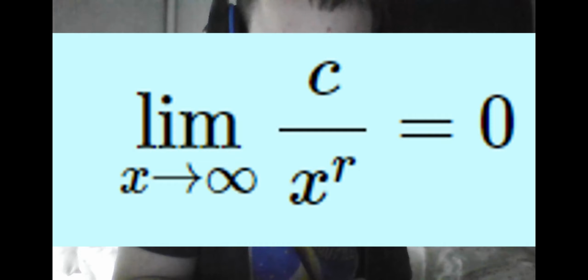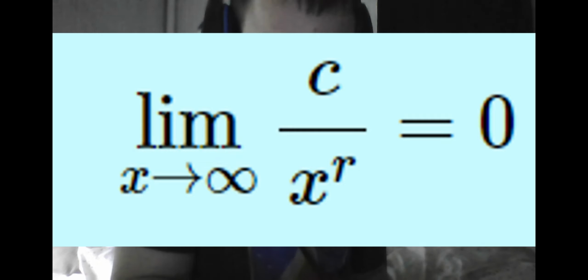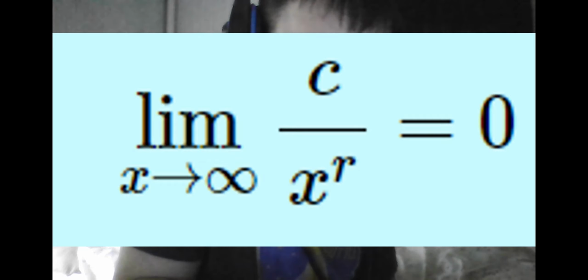If we are given the function is a constant divided by x to the power of r, and we take the limit as x approaches infinity, we see the limit equals 0, and this is valid whether x is positive or negative, because as x tends toward infinity from either direction, so negative or positive, the limit must equal 0 because the function gets smaller and smaller as x gets larger and larger.